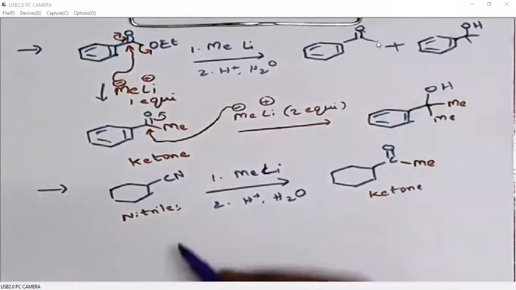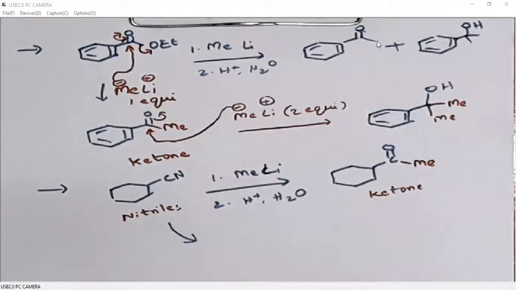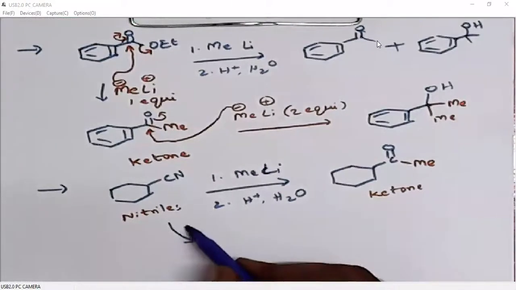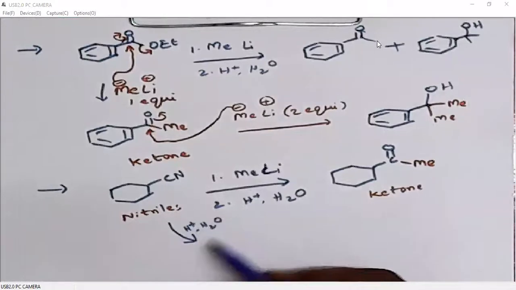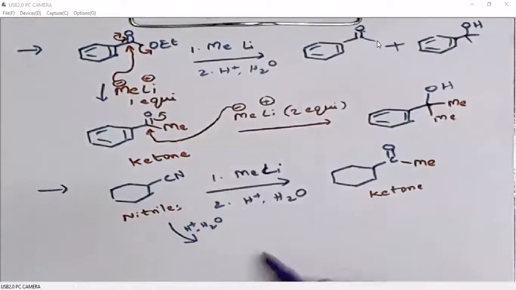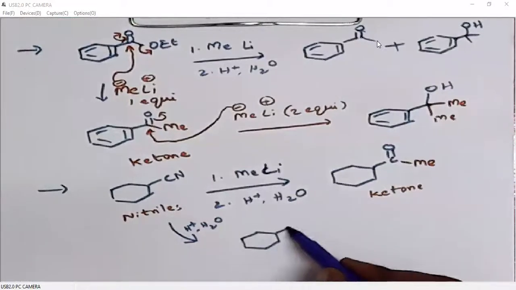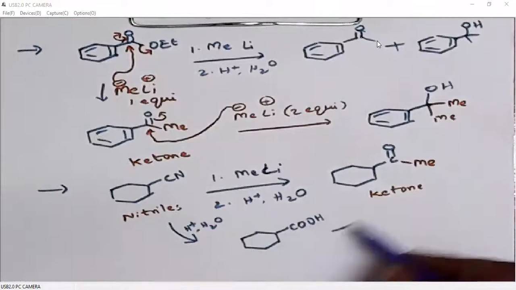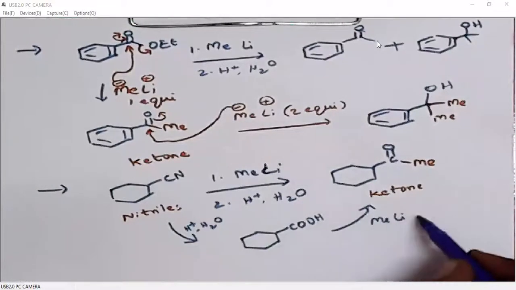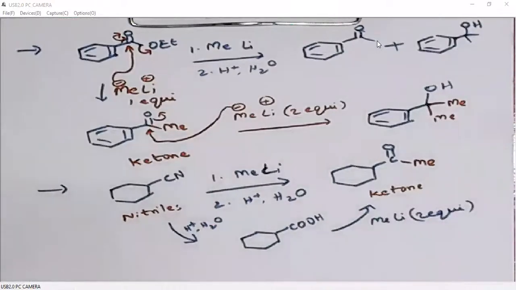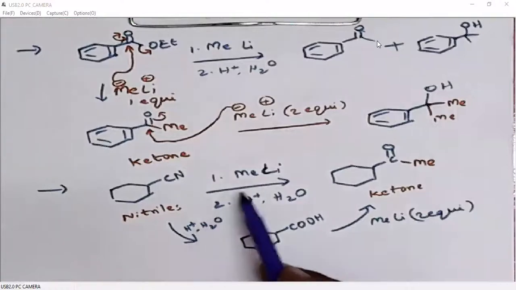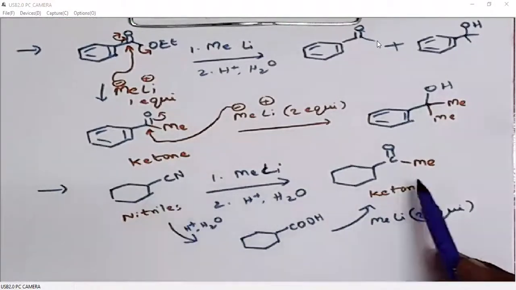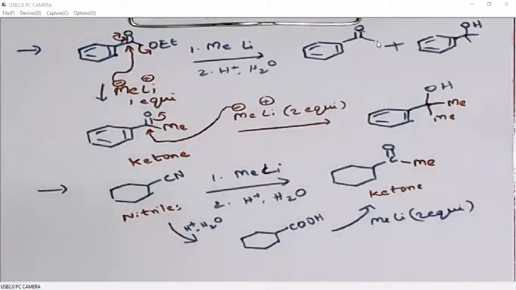Now the same transformation can also be obtained in two steps. In the first step, do acid hydrolysis. So the nitrile will be converted to a carboxylic acid. Then add excess of methyl lithium. Generally 2 equivalents is enough. Add excess of methyl lithium to the carboxylic acid. The carboxylic acid will be converted to a ketone. So when we react methyl lithium with nitriles, the nitrile will be converted to a ketone.